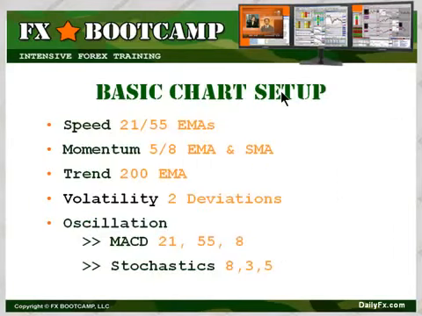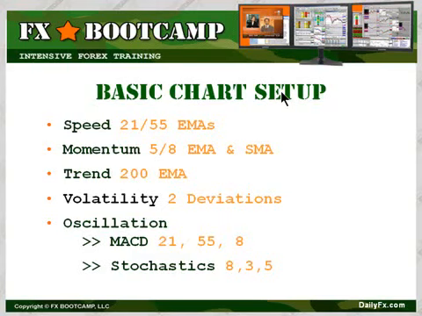Anyways, let's move into the chart setup. Okay, I want to ensure that you understand what my charts say. First of all, I measure speed of the market by using a 21 and 55 EMA. I measure the momentum of price action by using the 5 and 8 EMA-SMA combination. I look at trend, or what I call the fair market value, using a 200 EMA, measure volatility with Bollinger Bands at 2 standard deviations. And for oscillators, I slow MACD down by using custom settings at 21, 55, 8.